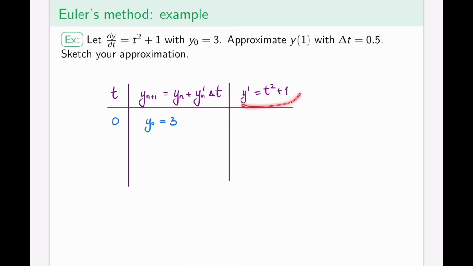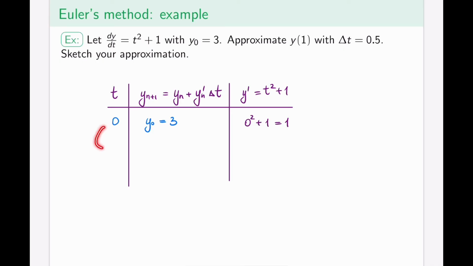So here I can calculate the slope, and that's the slope that's going to be used not in this step, but in the next step. I'm going to use this information to calculate the slope. So what do I have here? I have t squared plus 1. My t value is 0. So my y prime at this point is 0 squared plus 1, or simply 1.